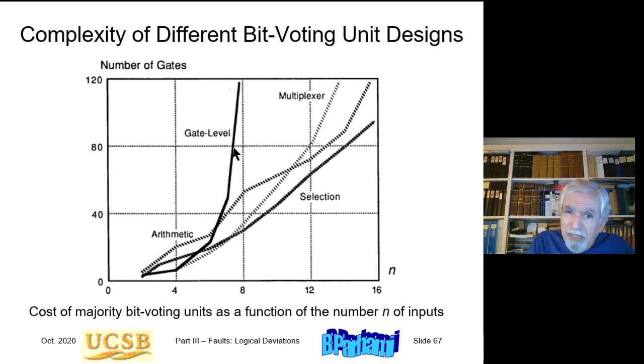This is the gate level design. The complexity is exponential, so pretty soon it becomes impractical. This is the multiplexer-based design. It grows less quickly, but still, after a while, with n 15 or more, complexity becomes substantial.